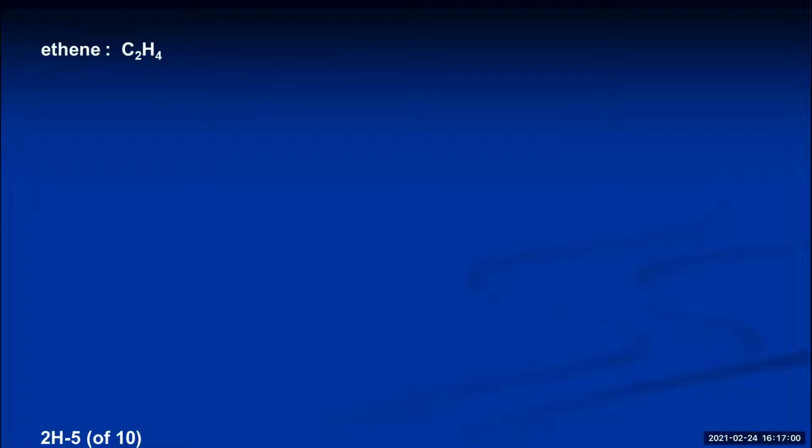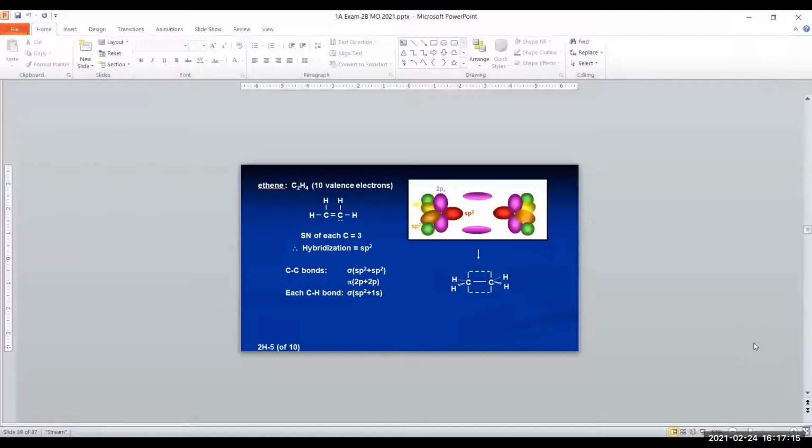Now, if we want to draw the Lewis structure for ethene, we'll add up the valence electrons. Carbons are 4 and 4, that adds up to 8. And then the hydrogens, 4 more would be 12. Oh my goodness, I think I wrote the wrong number on here. That says 10 there, so we're going to fix that. Quality control. Okay, try again. So ethene has 12 valence electrons.